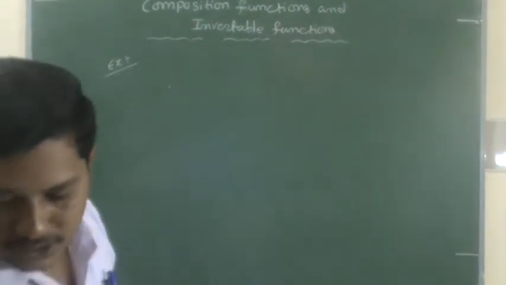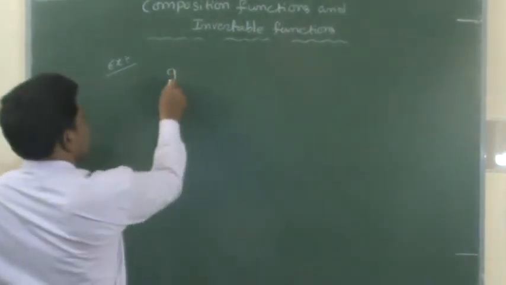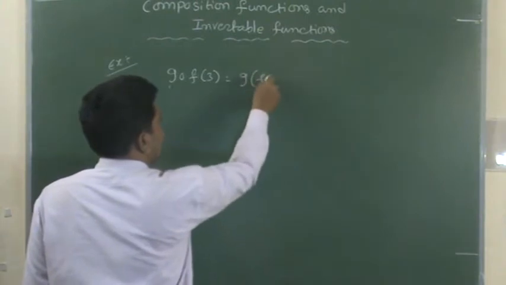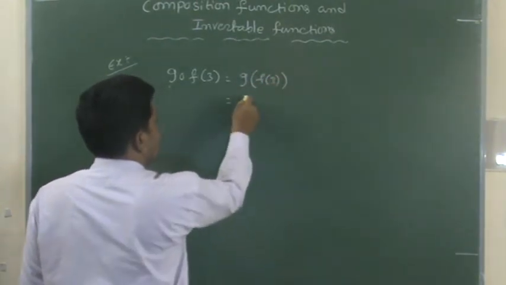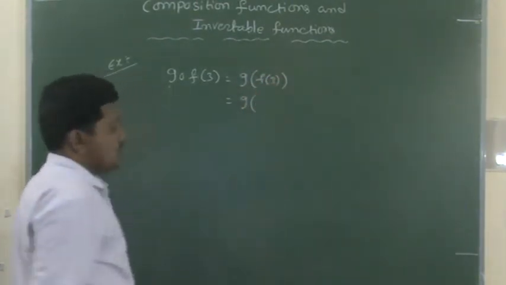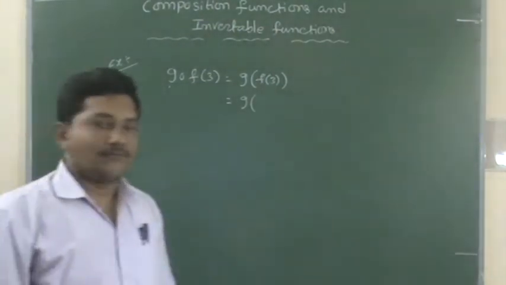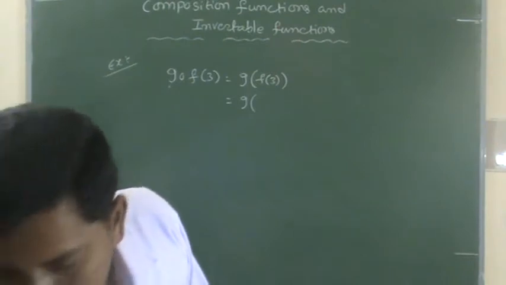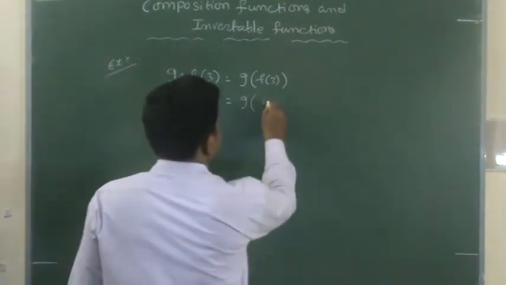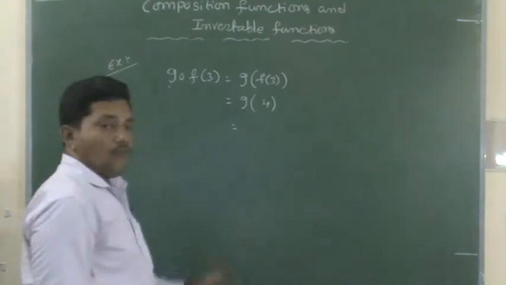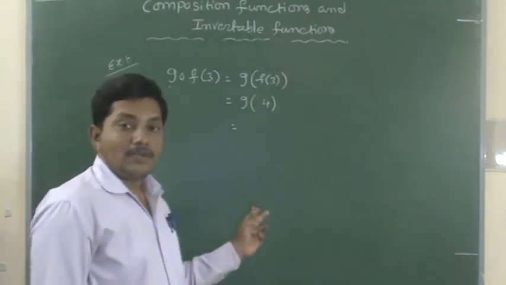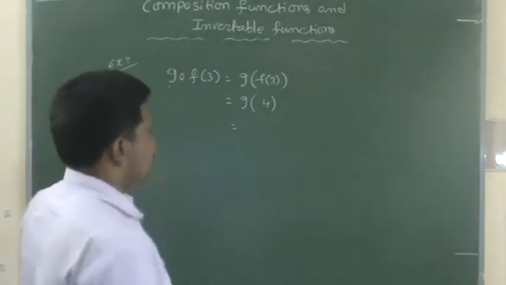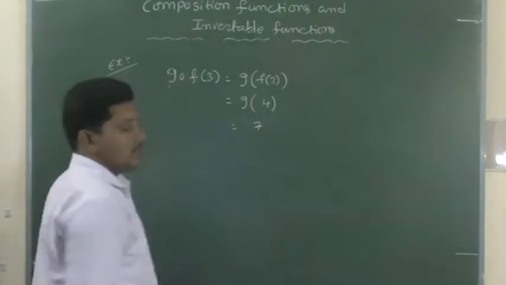What about G circle f of 3? This can be considered G of f of 3. Now see in your notes where 3 maps to with respect to f. It maps to 4. Now the 4 element maps with G to which element? 7. Do you understand this?